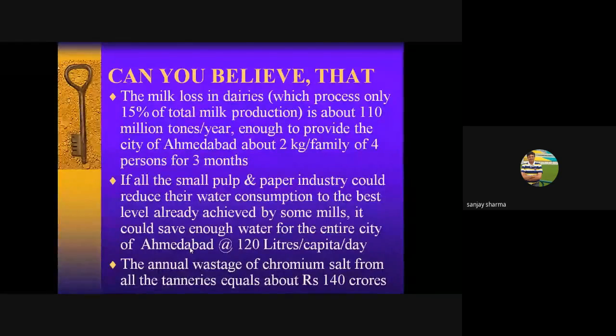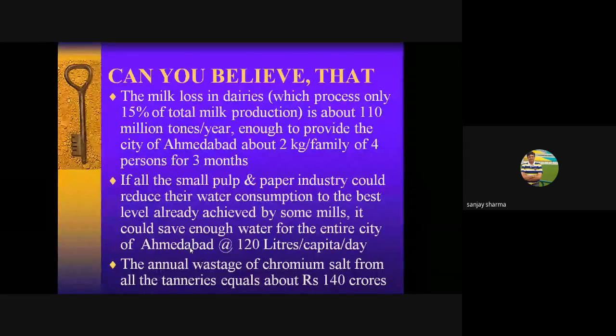Putting this into your production process, if you see the milk loss in dairies, which process only about 15% of the total milk production, it is about 110 millions per year, which is good enough to provide the city of Ahmedabad about 2 kg per family of 4 persons for 3 months.